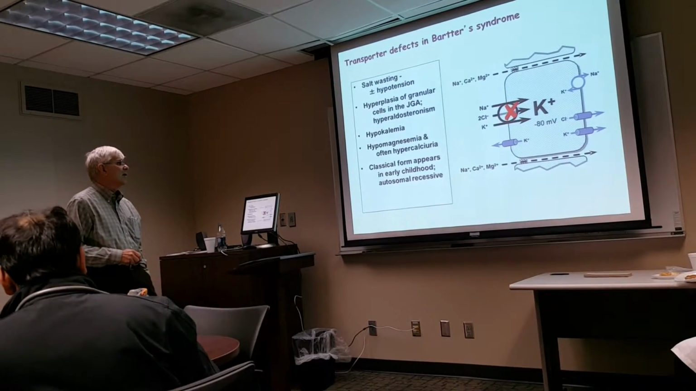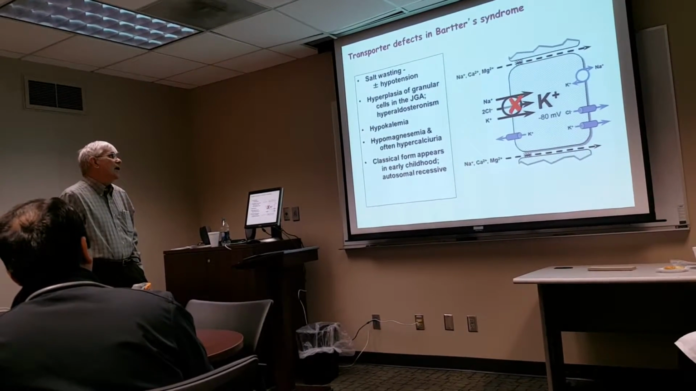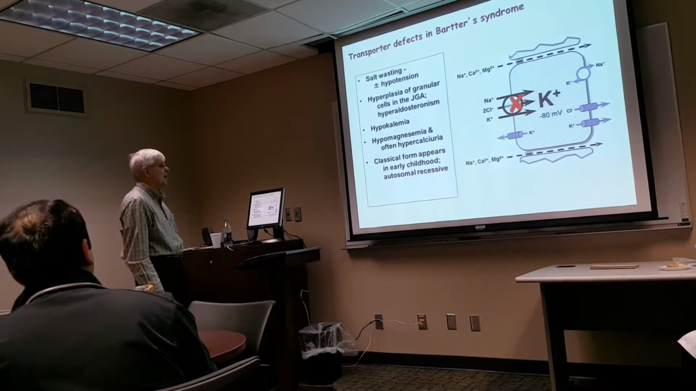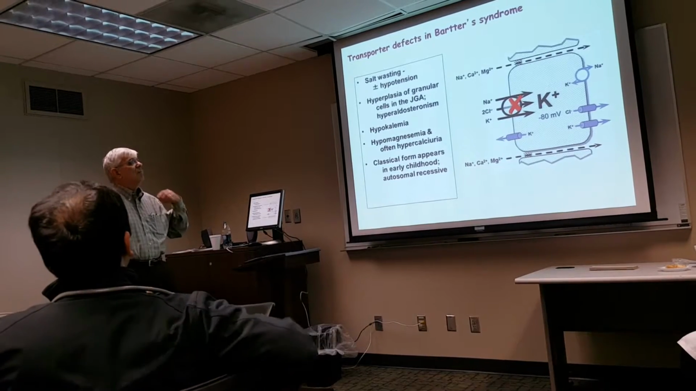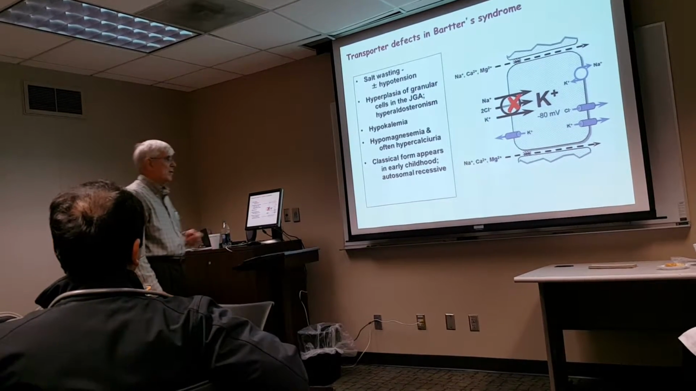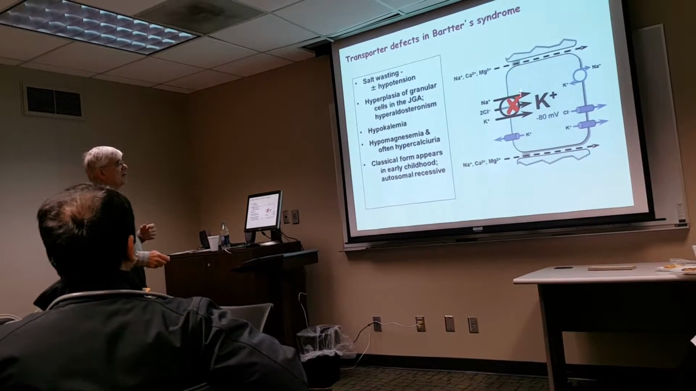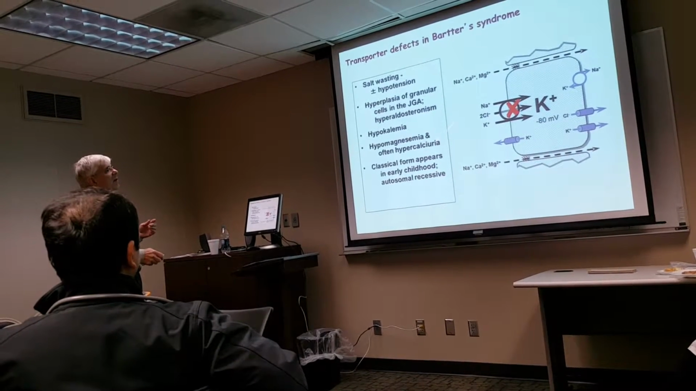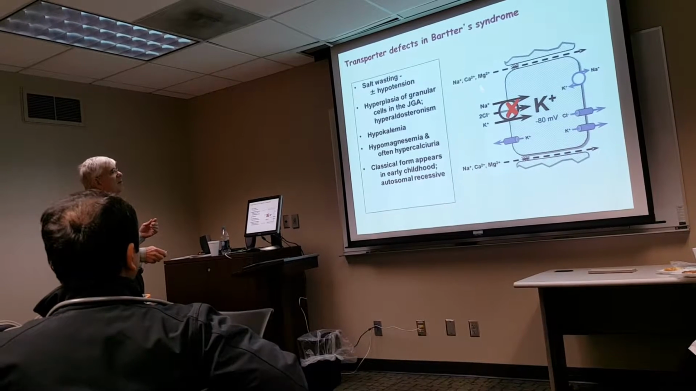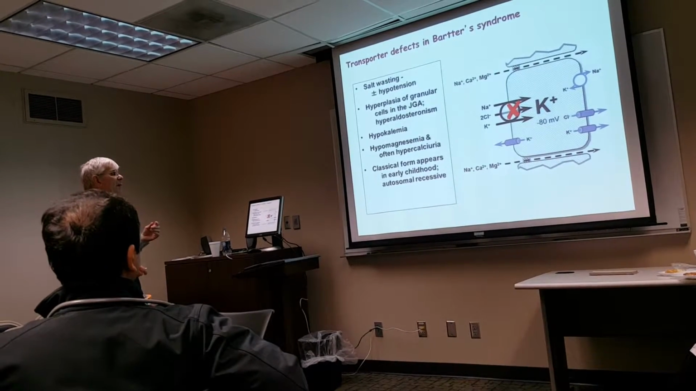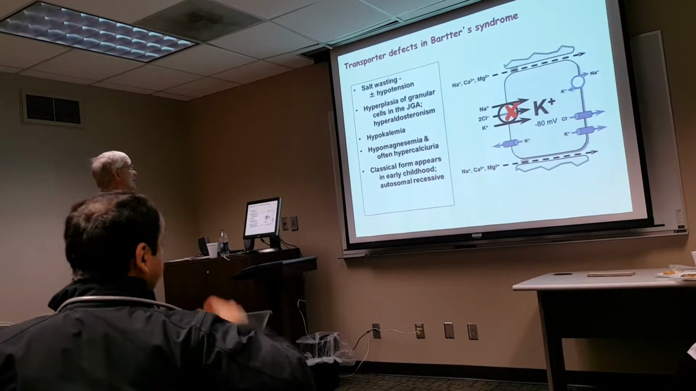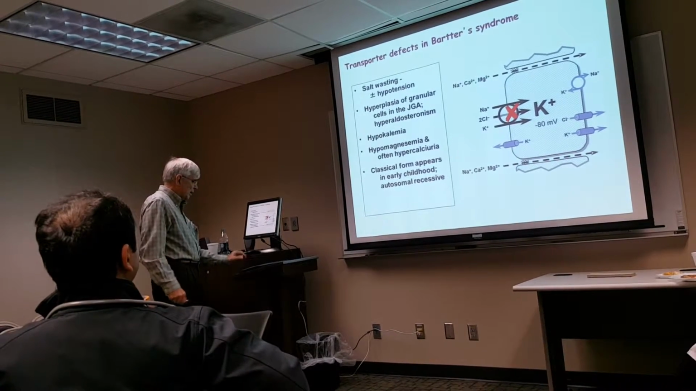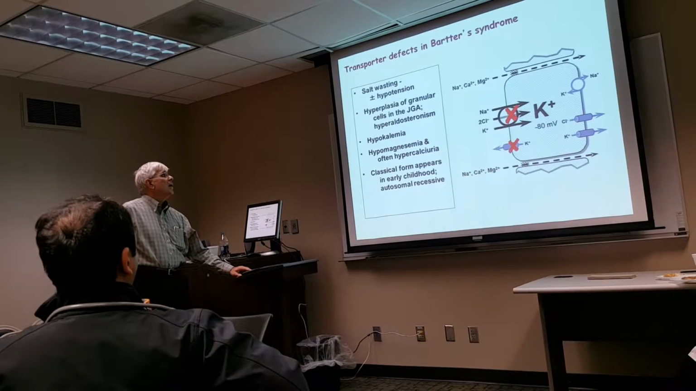Classically, it appears in early childhood and is autosomal recessive. This is the classical form of Barter's syndrome. So just knocking out this pump, you lose the positive voltage, you don't reabsorb the sodium very well, you can't reabsorb as much of the calcium and magnesium so that there's wasting, and the salt loss is associated with hypotension.